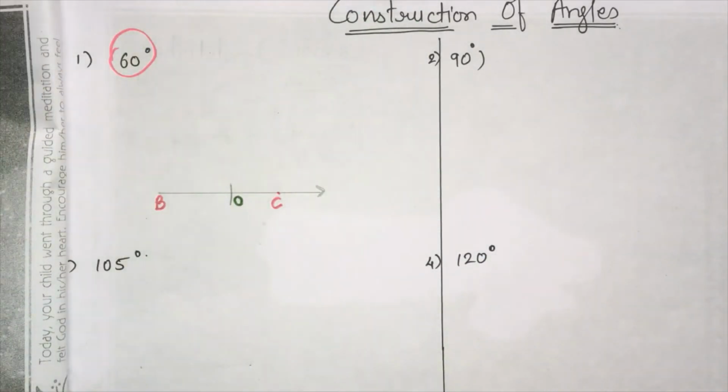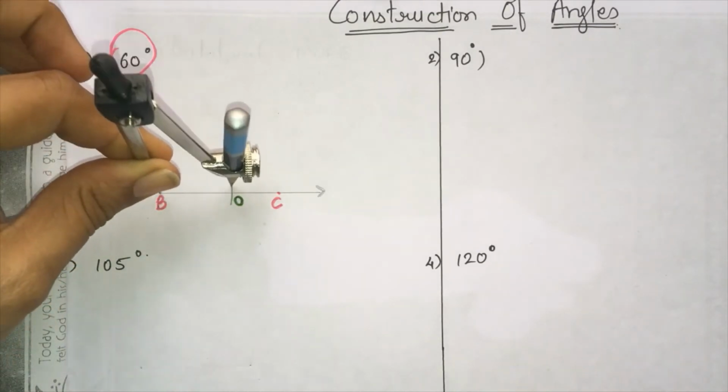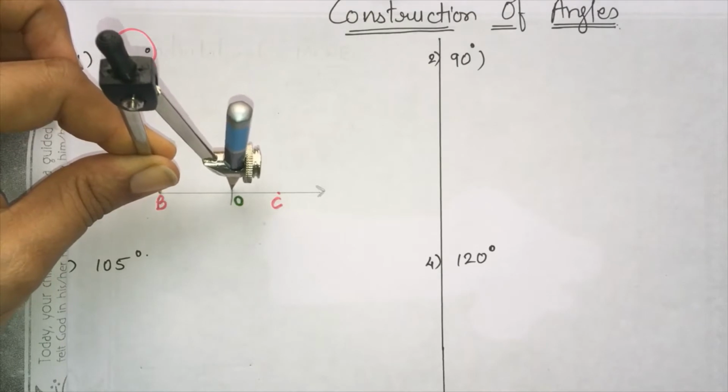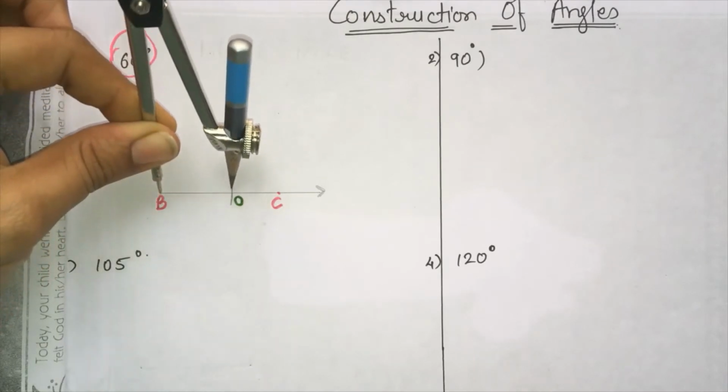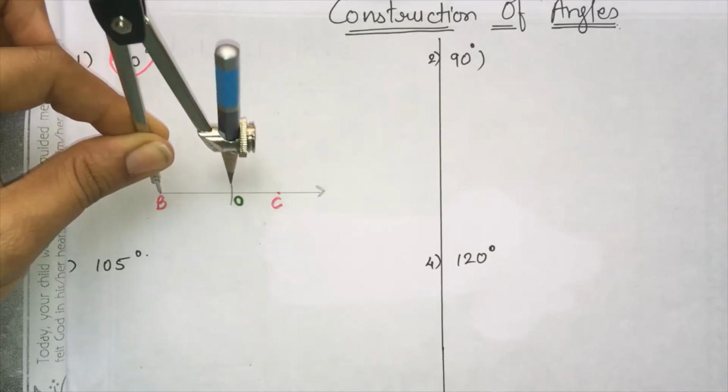Now whatever the radius is, you are not going to change. See, I have taken any random radius, I don't need to measure it. I am going to use this same radius again and again. So this is my first arc.